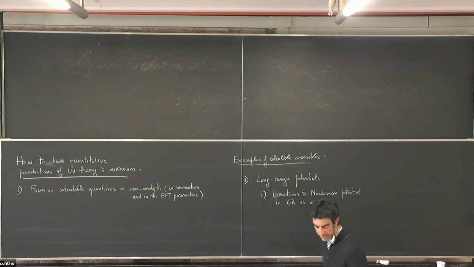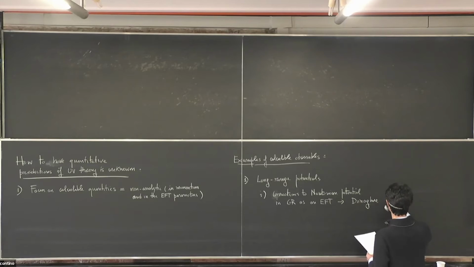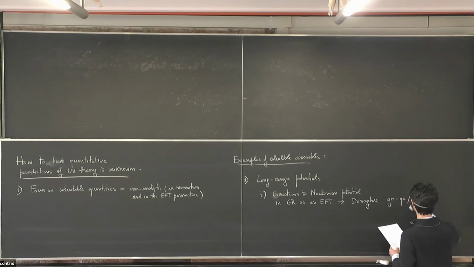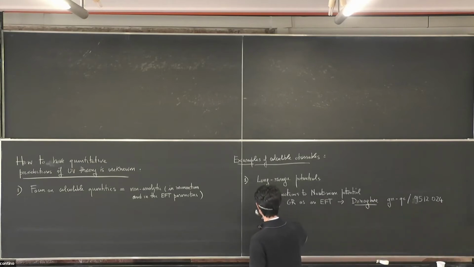And here I can point you to the paper of Donoghue. Donoghue obtained very nice results where he computed this effect, so look at this paper. Then the other possibility, and the other concrete example of long-range potentials, is the Casimir potentials.